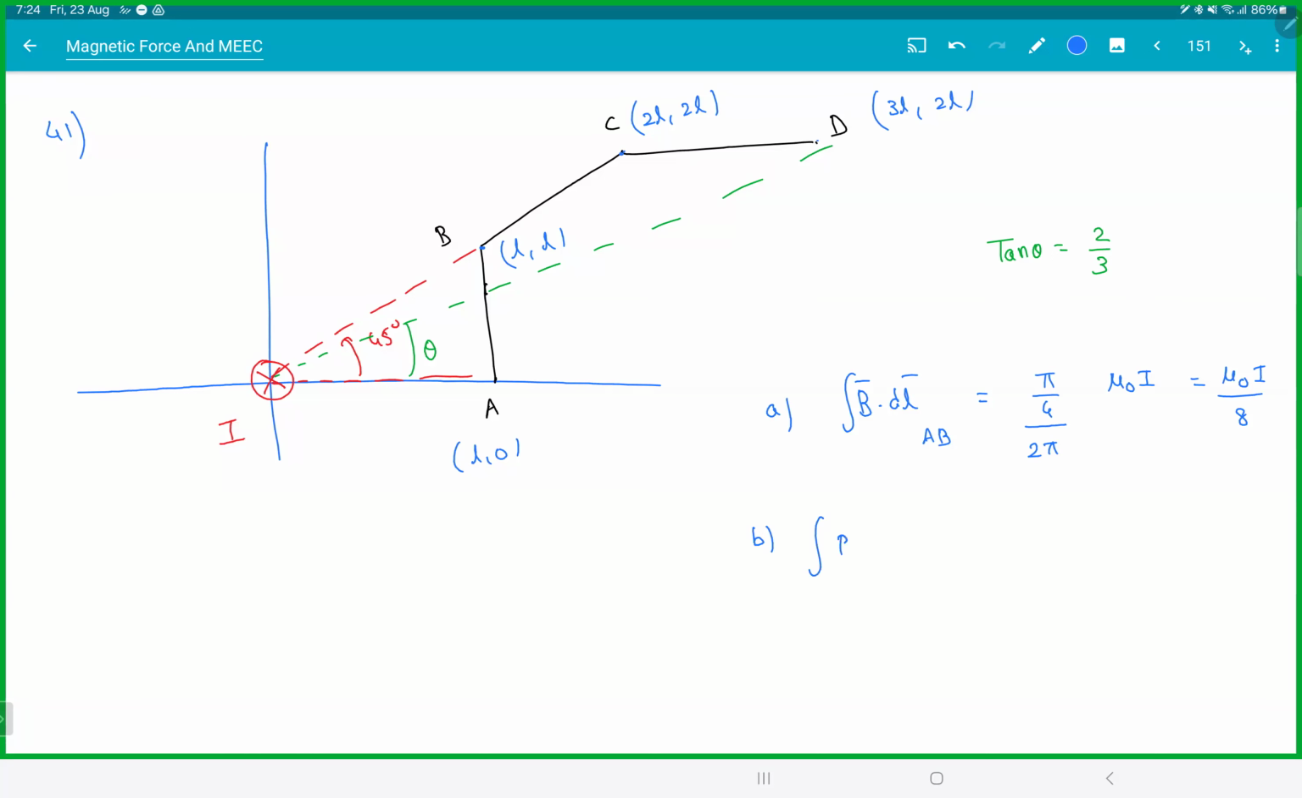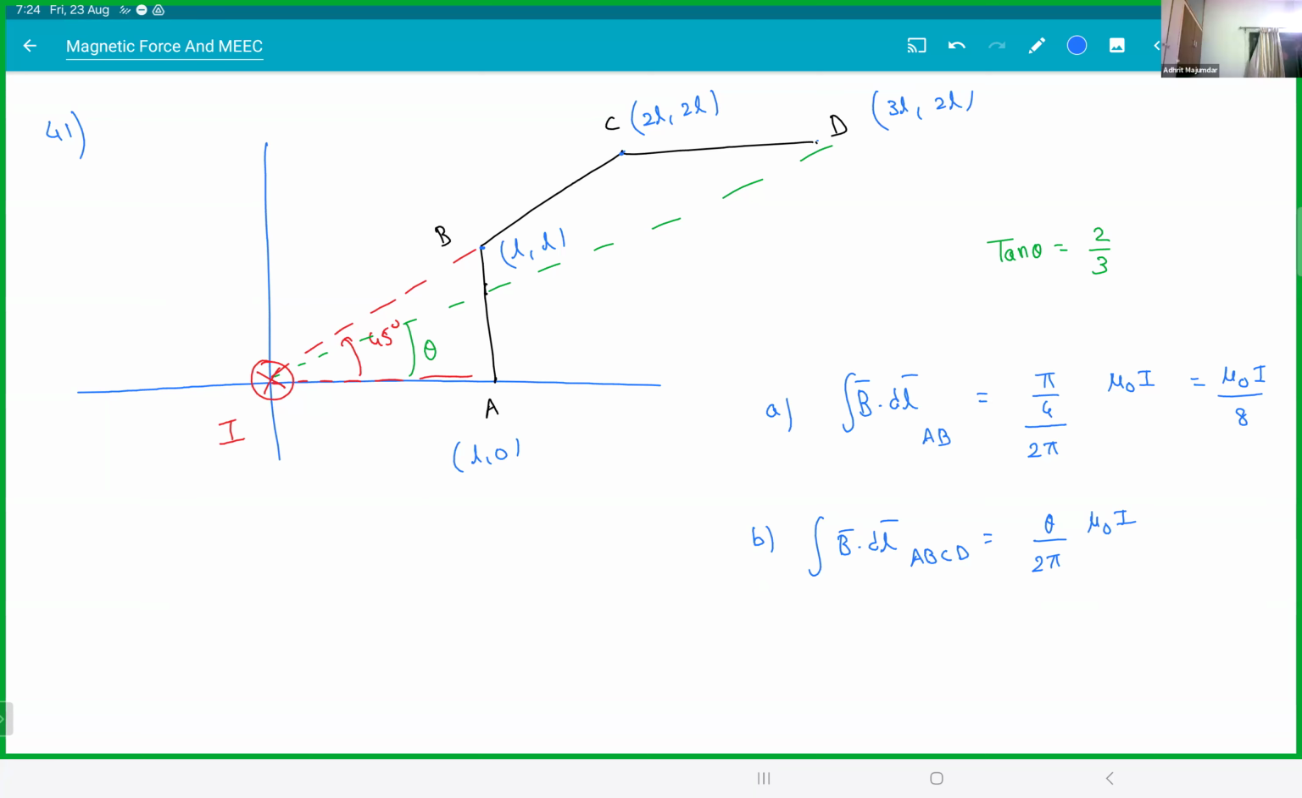The second one, I know the answer is not good. A, B, C, D, the angle subtended would be theta. And just leave it like this, na? Theta by 2 pi mu naught I, where theta is tan inverse 2 by 3. Easy? But there you go. It doesn't matter what shape it is, just join the ends, get the angle, you're done.